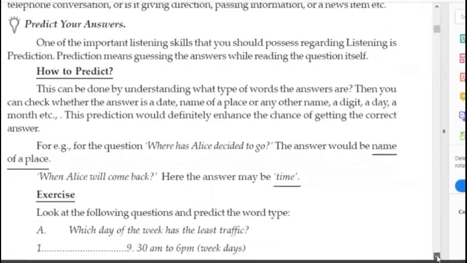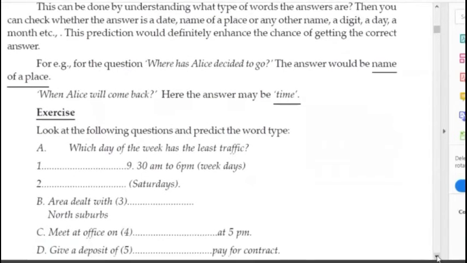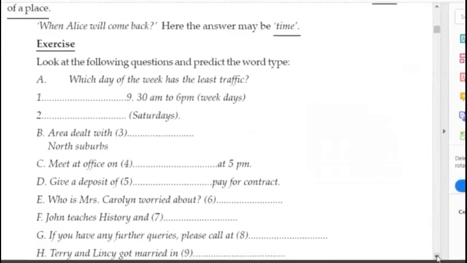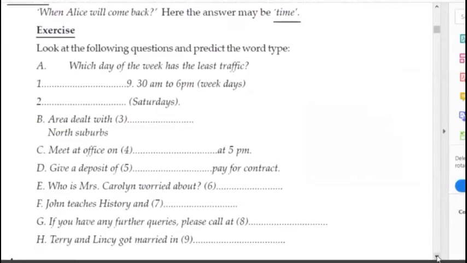Okay, now there is an exercise. If you can see my screen, can you tell me about the places? Can you predict the answers for this question? Question number one. Look at the following questions and predict the word type. Which day of the week has the least traffic? 9:30 a.m. to 6 p.m. weekdays. Weekdays. First question, what can be the answer? Monday to Friday. Yeah, maybe.